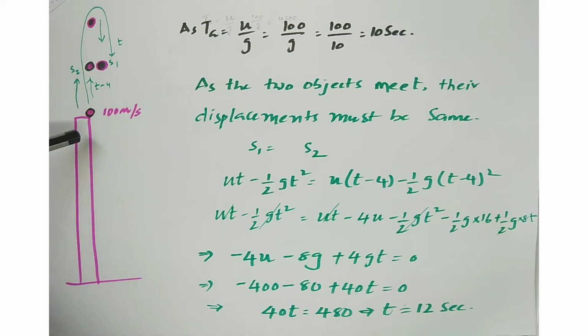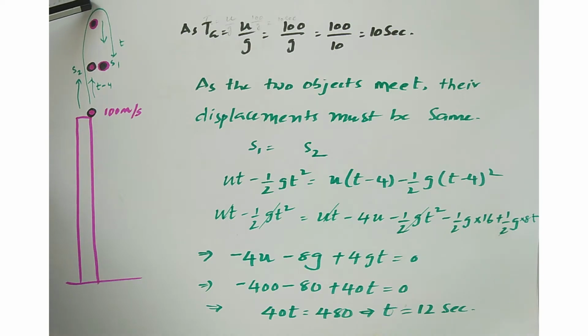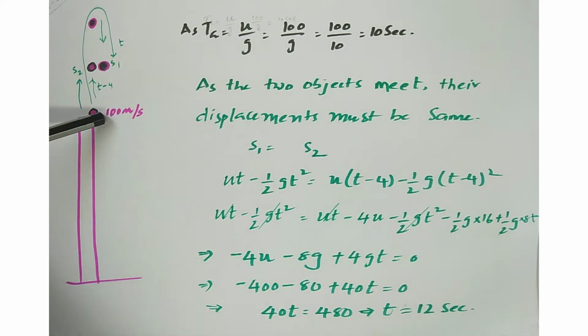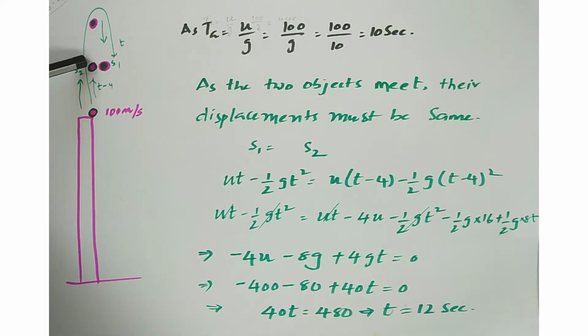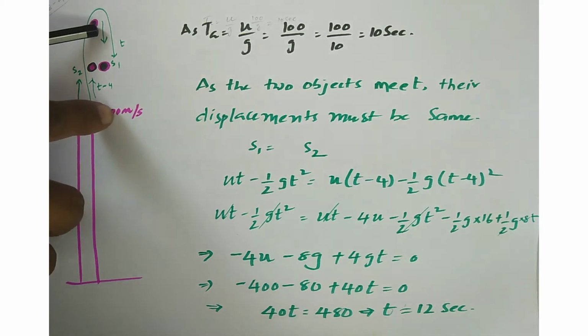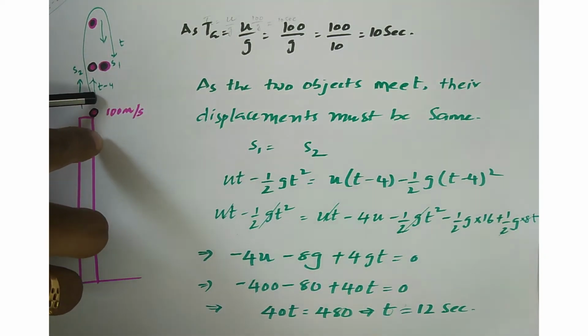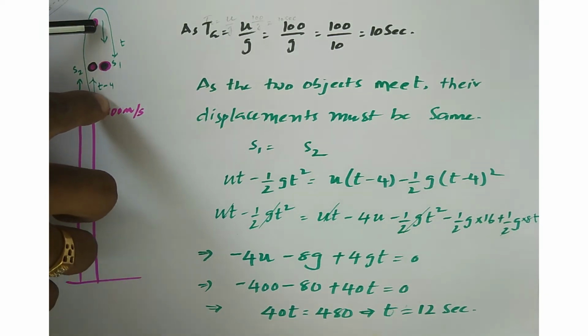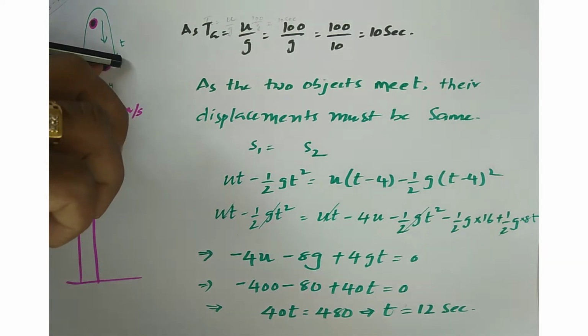That is our question. See, the first one is thrown vertically upwards. It goes up, and the second one is also thrown vertically upwards. So when do they meet? They meet means the first body should come in the reverse direction. The first body is moving upwards, the second body is also moving upwards. The moment when the first body comes down, they meet here.